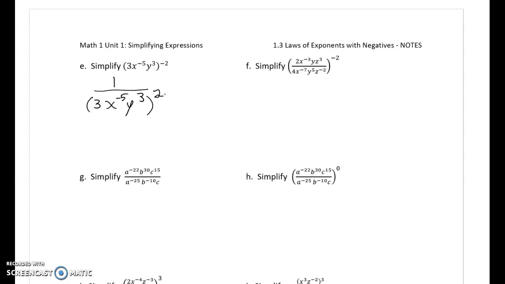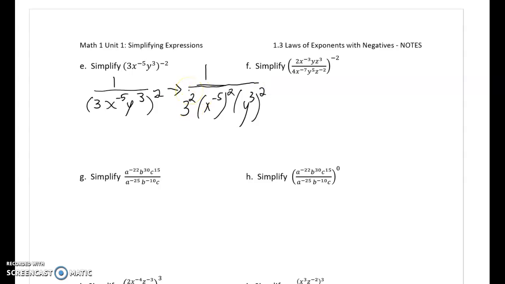Okay? All right, so from there, now we want to apply that power to a power rule. We have this 2 as an exponent outside the parentheses, and we are going to, quote unquote, distribute that through the parentheses. So when we do that, everything inside that parentheses is going to get that exponent of 2. So it's going to be 3 squared, that x to the -5th gets that exponent of 2, and that y cubed gets that exponent of 2. All of that is in the denominator of that fraction bar.